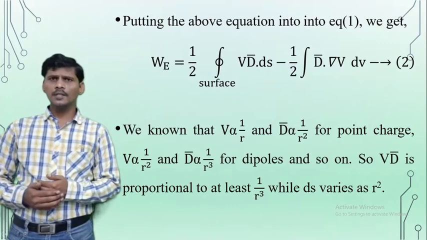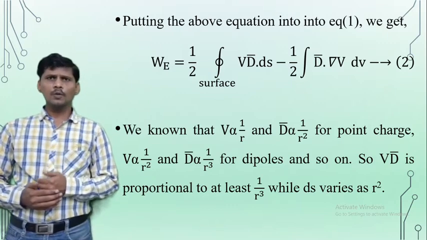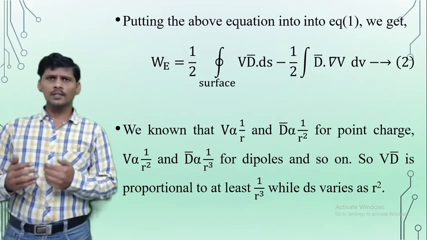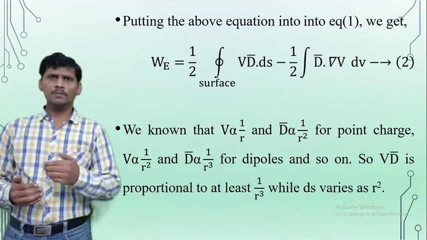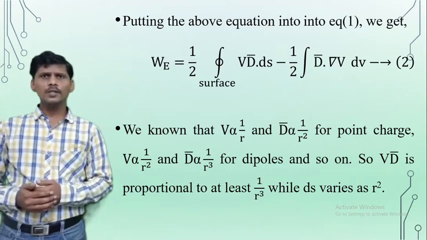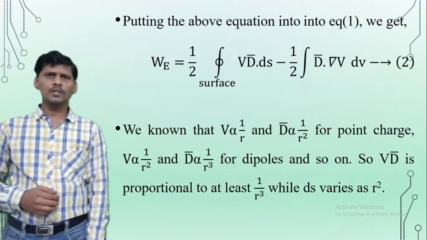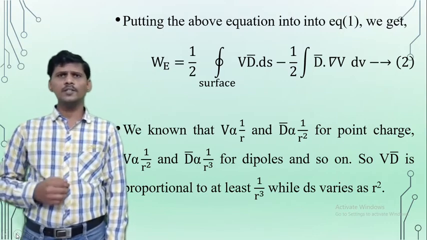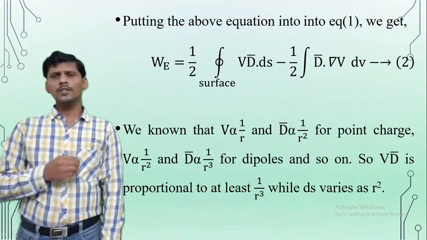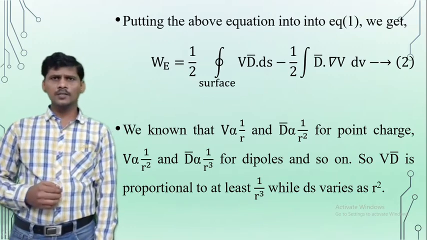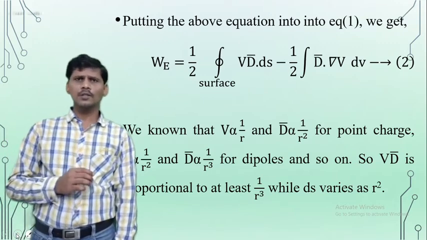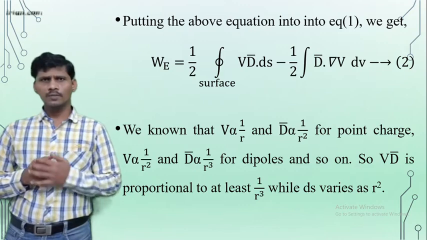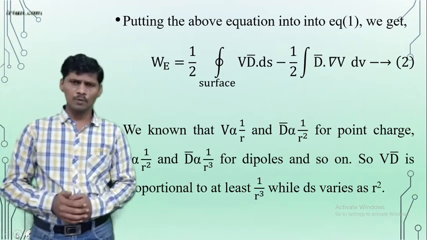The potential is Qd by 4 pi epsilon naught R square, and for the dipole concept, the potential is inversely proportional to the square of the distance, the electric field intensity is inversely proportional to the cube of the distance, and electric flux density is also inversely proportional to the cube of the distance.